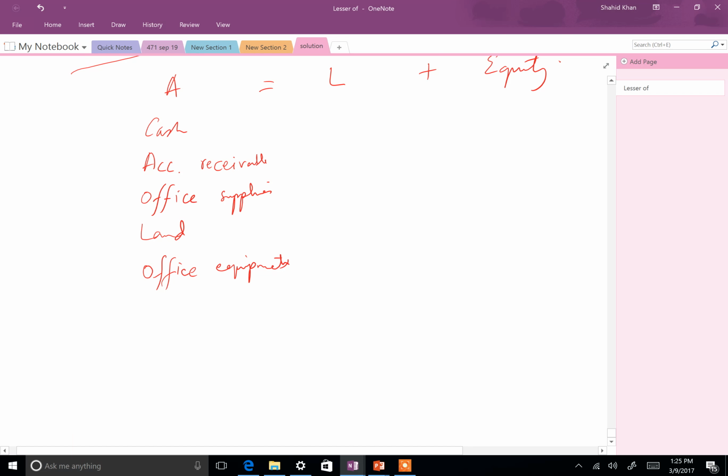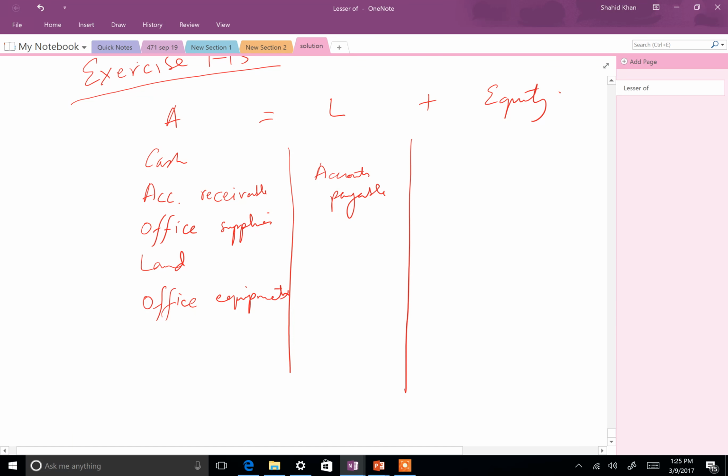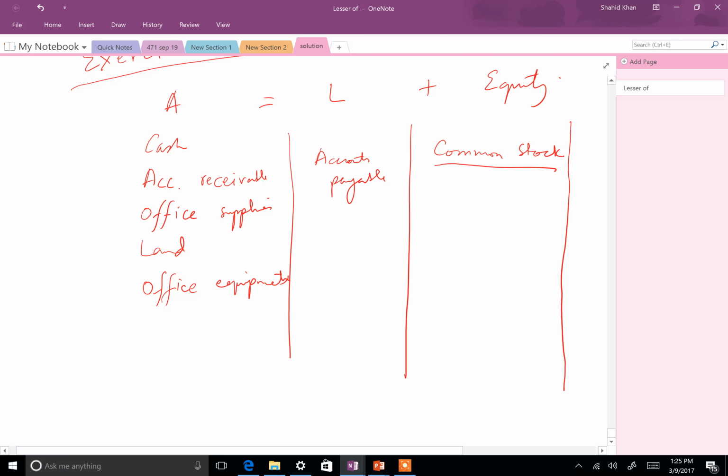And on the liability side is something that we have to pay, so I'm going to put a line here, and then under liabilities I'm going to write here accounts payable. And under equity, one of the most famous equity accounts is called common stock. Remember, what's included in common stock is the money that the owners put into the company.